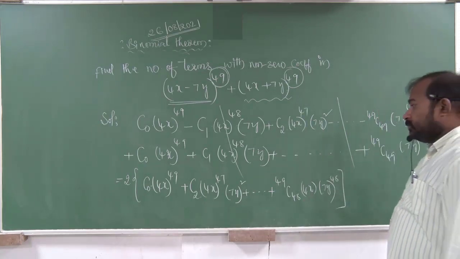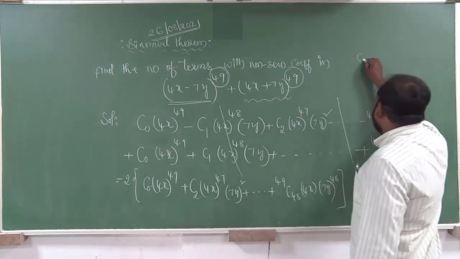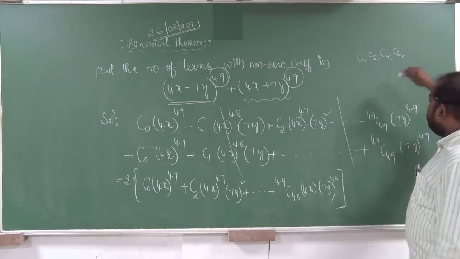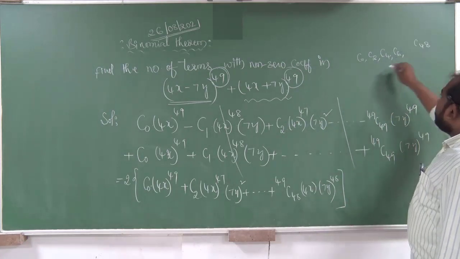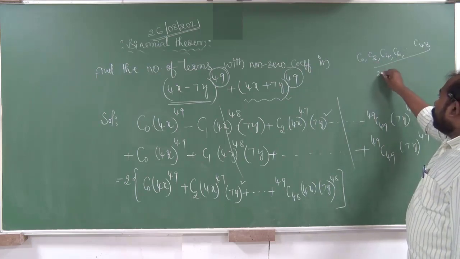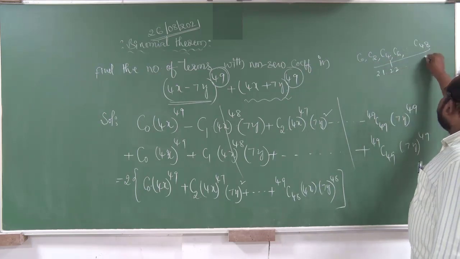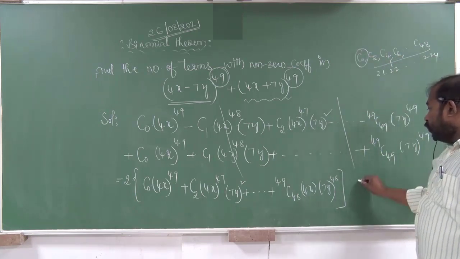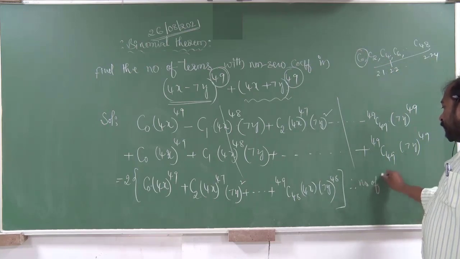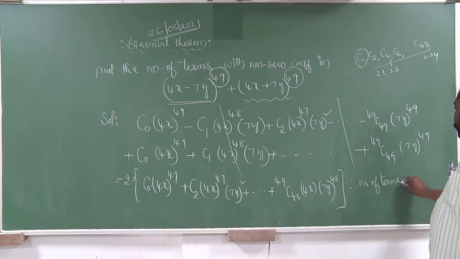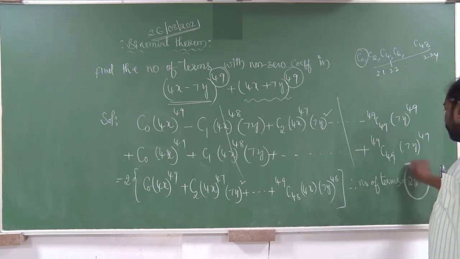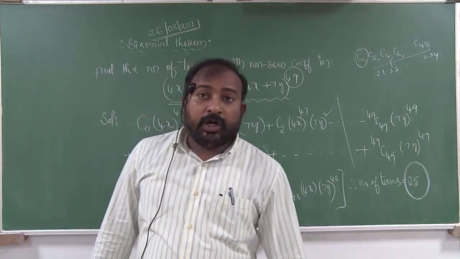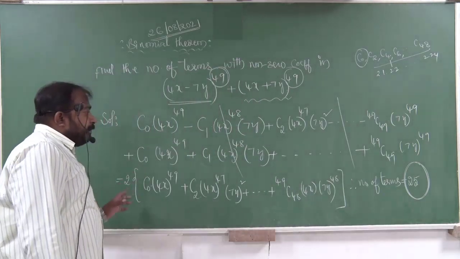Then how many terms? C0 one term, C2 one term, C4 one term, C6 one term, like that up to C48. Till here, counted as 2 into 1, 2 into 2, like that 2 into 24, and this is one more term. So how many terms are remaining? Therefore, the number of terms is equal to 25. Got it? So this is one more example based on the binomial theorem.